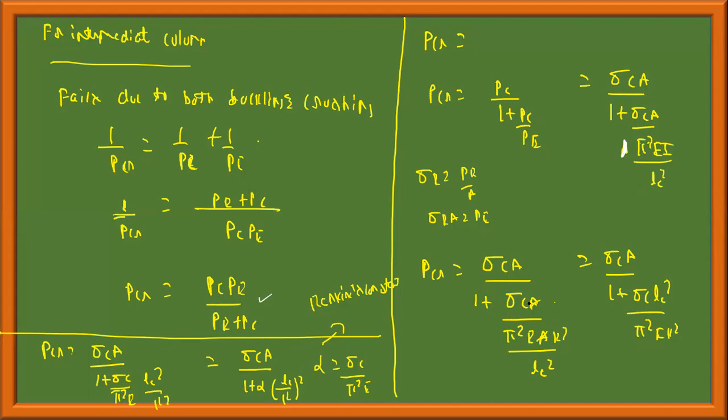Later, I will take sigma C A into this, where the area moment of inertia I is given by A K square. Then this A and A cancel. L I will take from the numerator: sigma C Le square by pi square E K square. Or I can write 1 by sigma C A into 1 plus sigma C by pi square E into Le by K the whole square, or 1 plus alpha times Le by K the whole square, where alpha is equal to sigma C by pi square E, called the Rankine constant, and Le by K is called the slenderness ratio. Hope you can understand this.